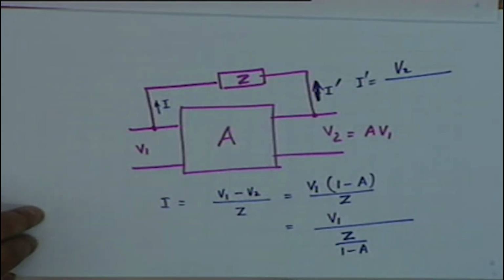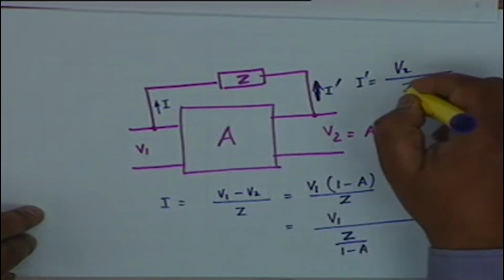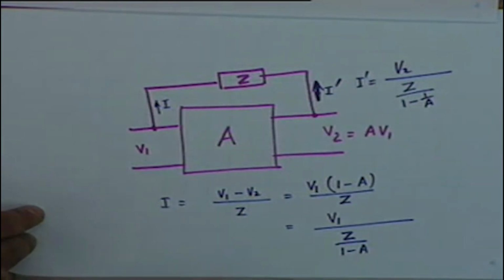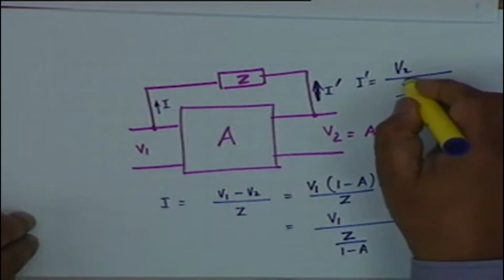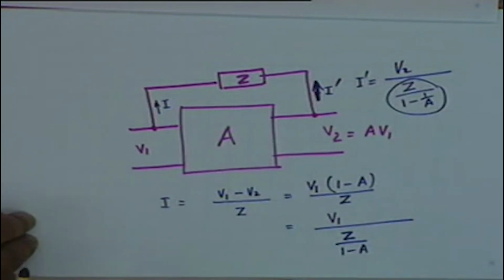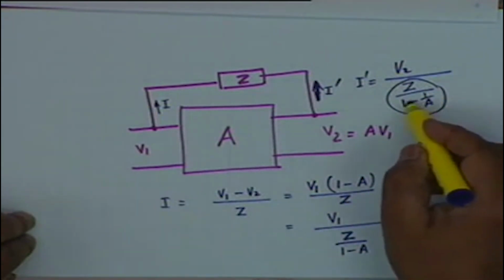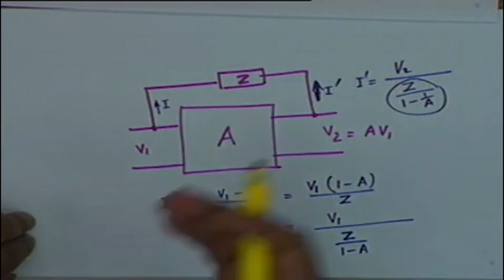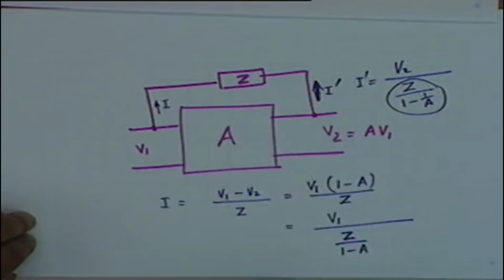V2 divided by what? Z divided by 1 minus 1 by A. Isn't that right? Okay. And therefore, at the output, the bridging impedance acts as if the impedance is divided by a quantity 1 minus 1 by A. Z divided by 1 minus 1 by A, yeah, that is perfectly all right.